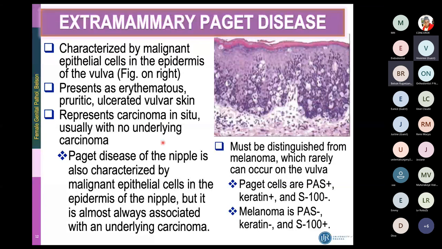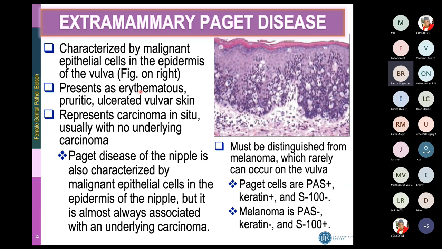They are not connected, they just share the name, but the one affecting the breast and the one here on the vulva somehow have some characteristic cells: abnormal cells within the covering epidermis. In this diagram, there is a normal epidermis, and there are clear cells. These are the target cells. So you have malignant epithelial cells in the epidermis of the vulva. Clinically, it is erythematous, pruritic and ulcerated. On histology, it looks like a carcinoma in situ because the basement membrane is intact, so it has not infiltrated into the dermis. So it is a precancer region.